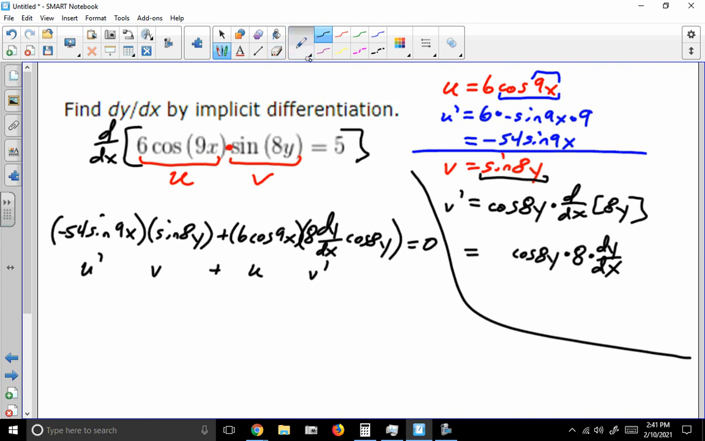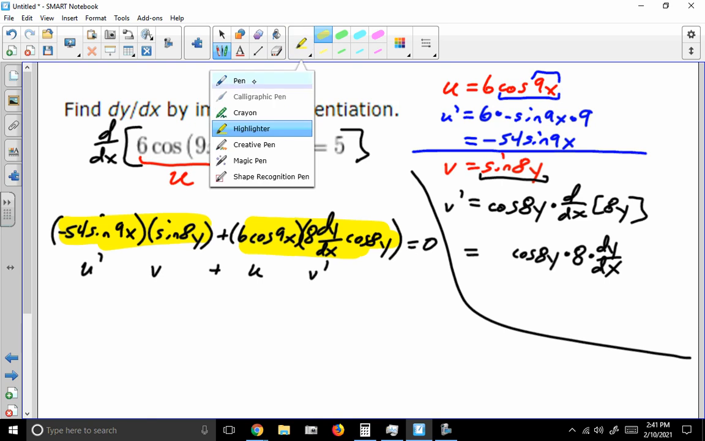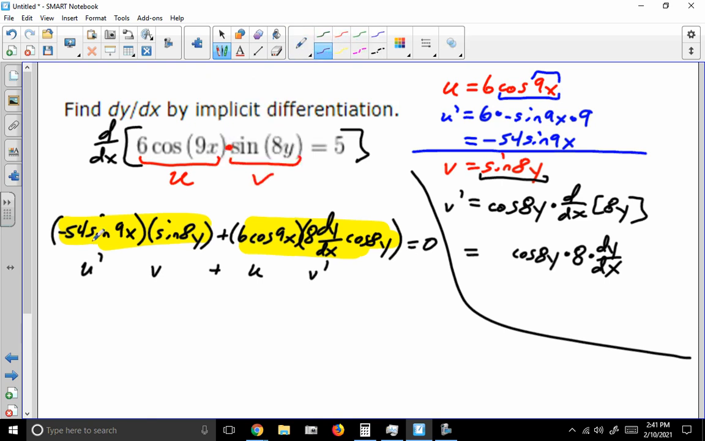All right, so we basically have two terms. We have all of this plus all of that. So if we want to get the dy over dx term by itself, if it has a dy over dx on it, keep it on the left. Everything else move to the right. So we're going to add this to both sides. So add 54 sine 9x sine 8y to both sides. Those cancel. That's going to leave us, let's see, 6 times 8, so 48.